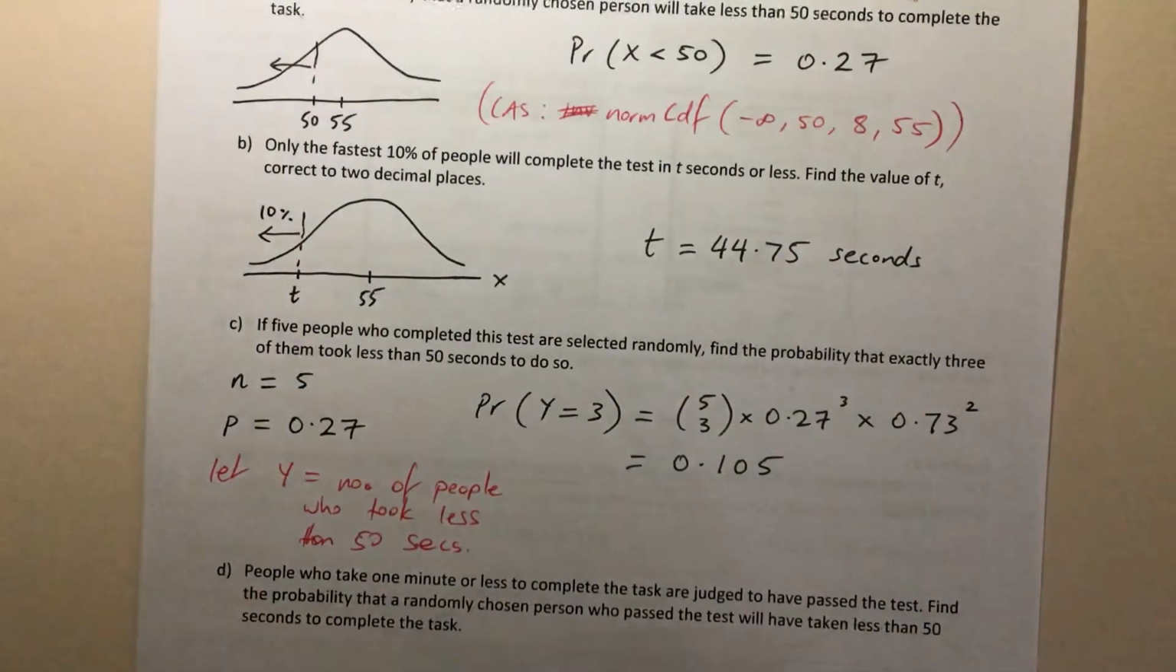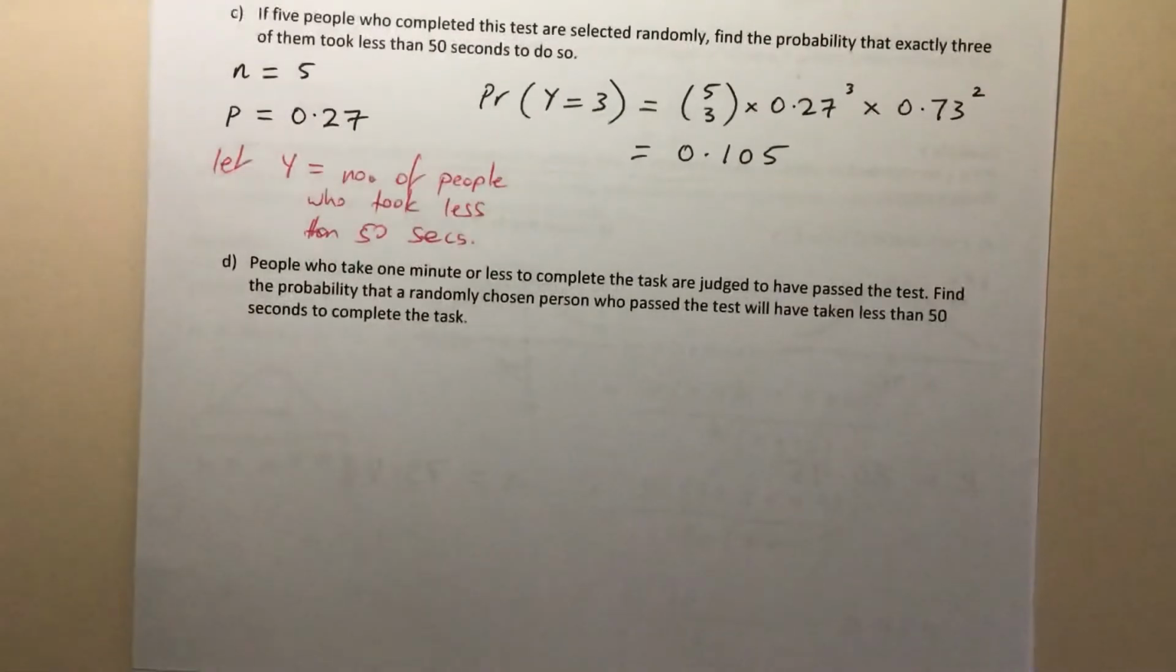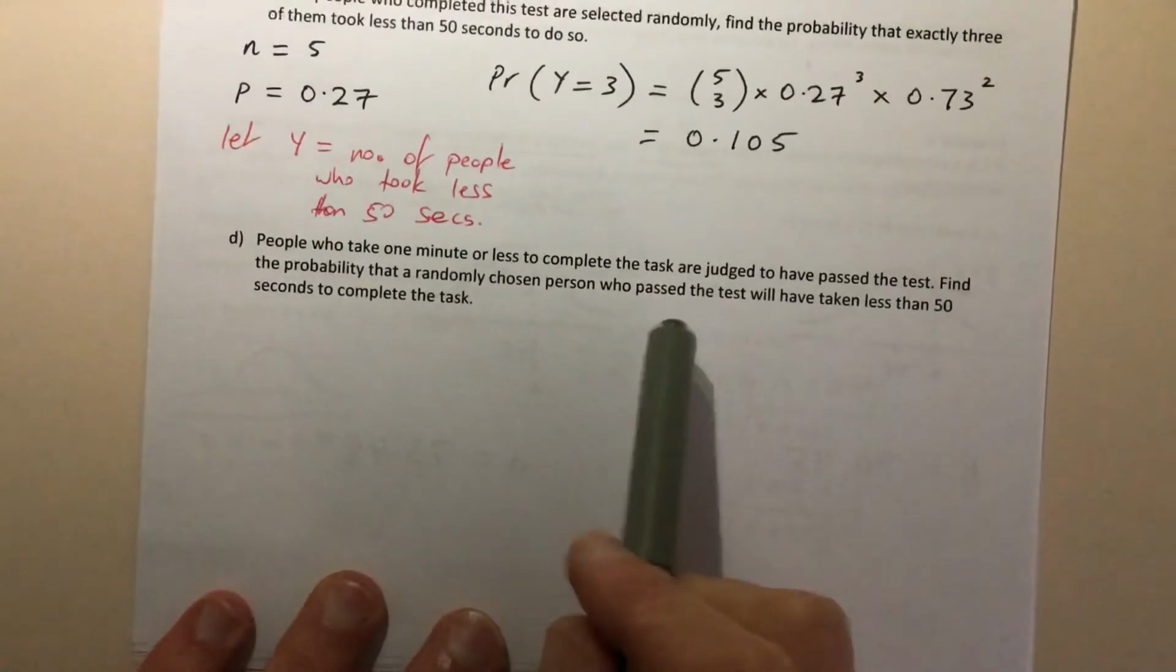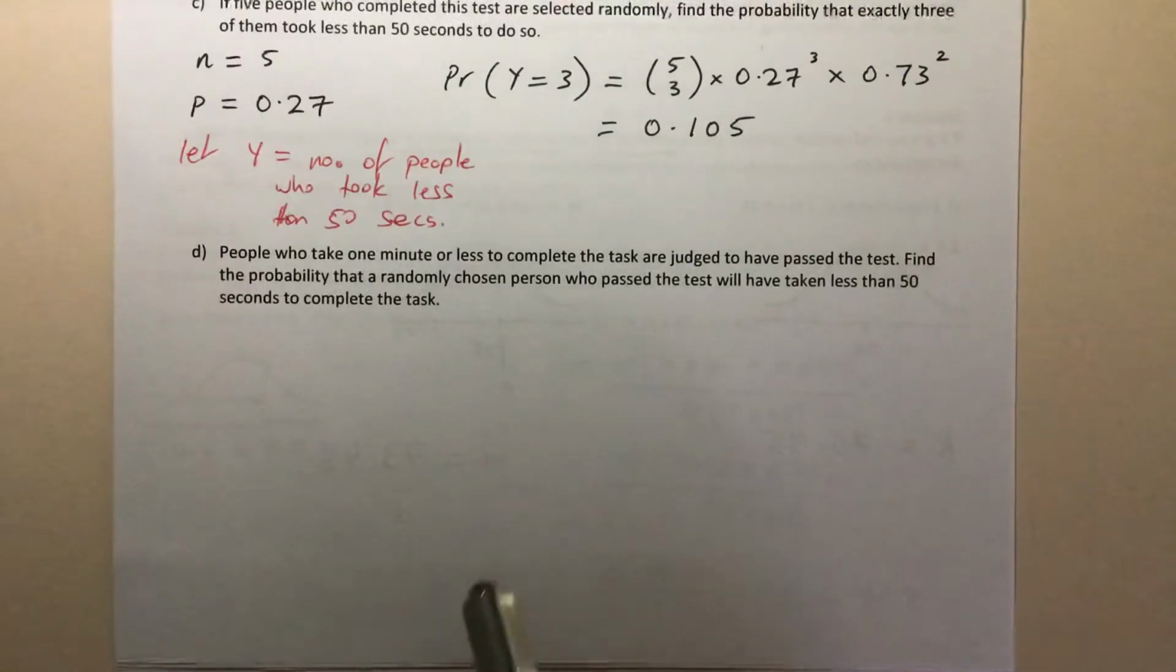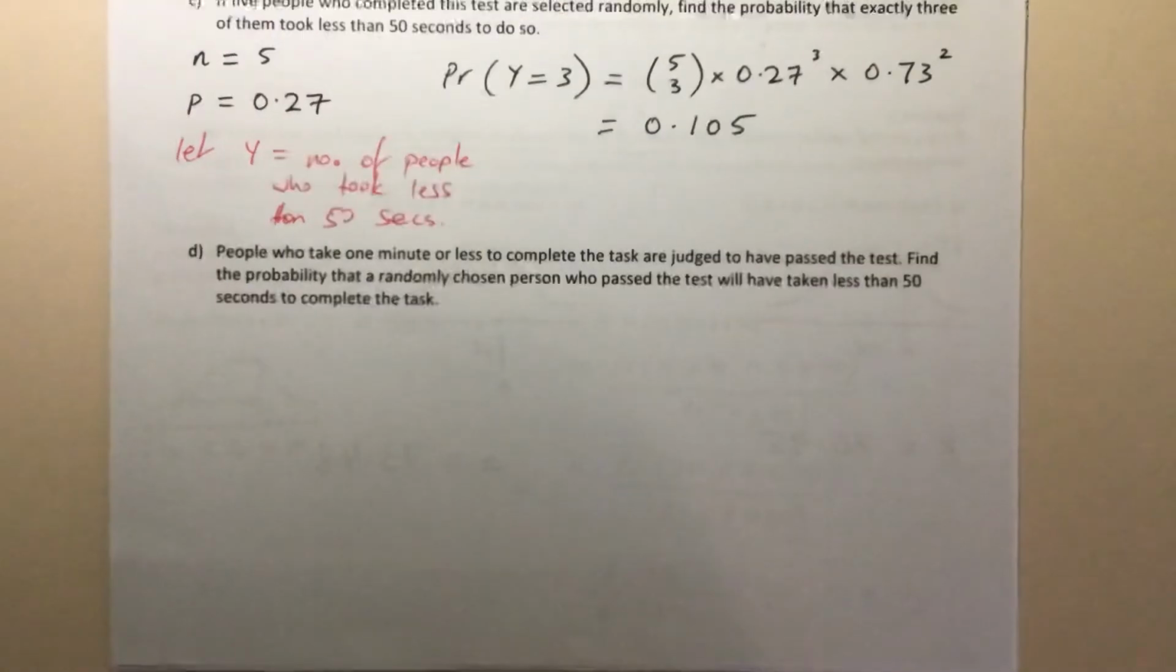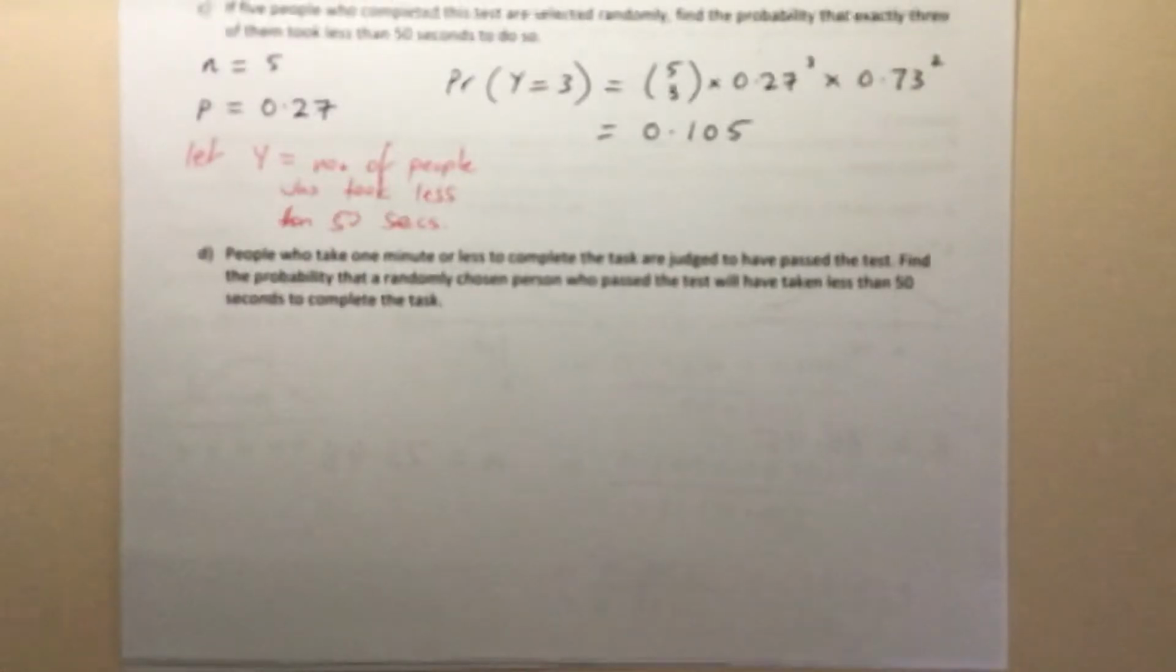All right, in part D, it says people who take 1 minute or less to complete the task are judged to have passed the test. Find the probability that a randomly chosen person who passed the test will have taken less than 50 seconds to complete the task. So let's read this one carefully.